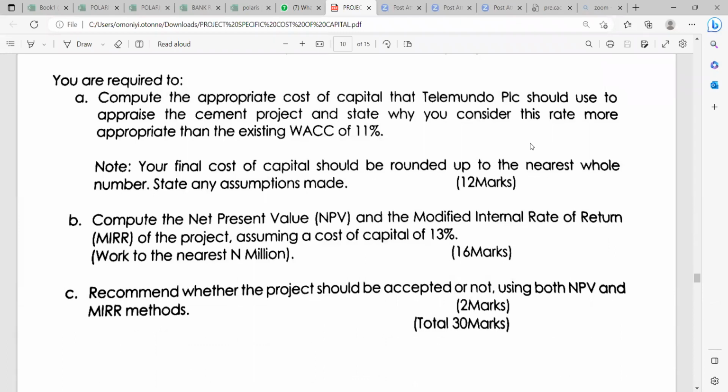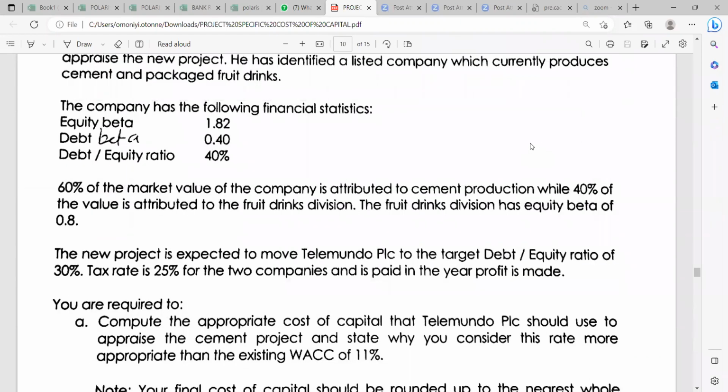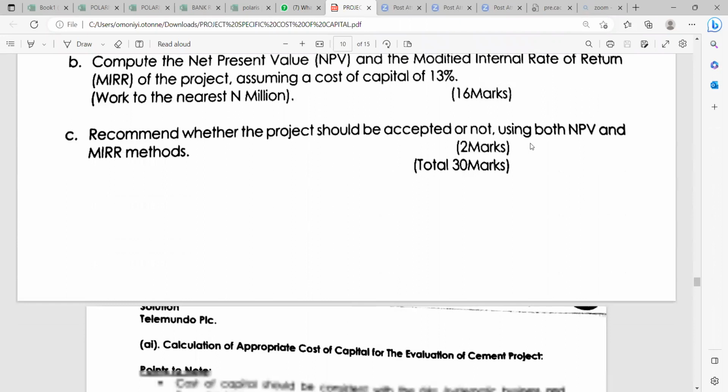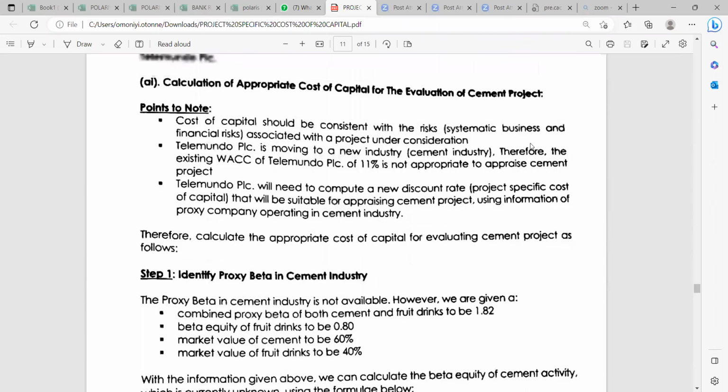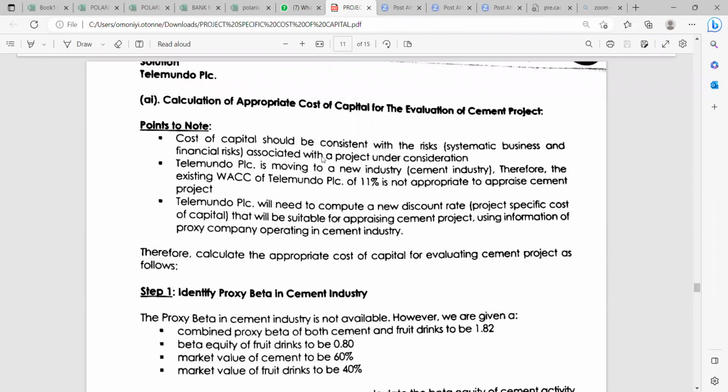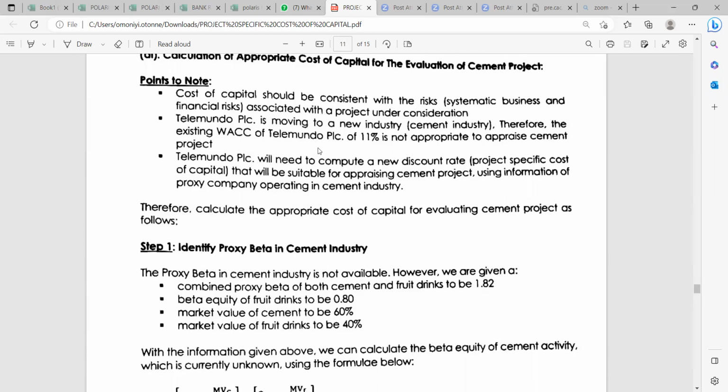So what you are going to do in this case is use the combination of cement and fruit to find the beta factor. How do you find the beta factor? There is a formula for that. But before we proceed, let's look at these notes, which I have actually explained before. I told you that project-specific cost of capital should be used when a company is diversifying. So meaning that the current cost of capital cannot be used to appraise the project when a company is diversifying. So the cost of capital must be consistent with the risk that the business wants to undertake. Those are the points listed here.